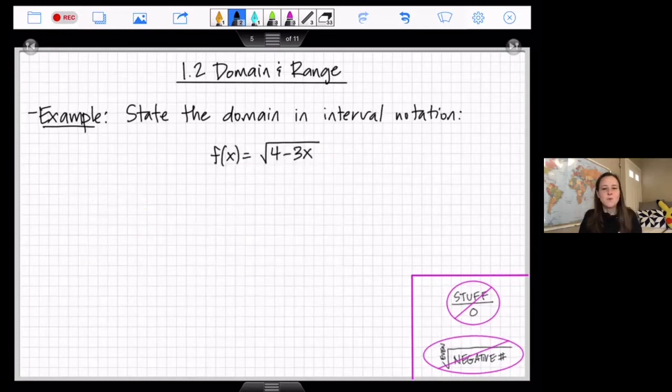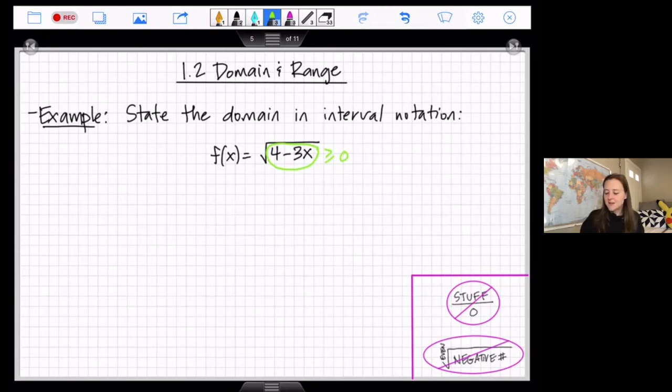Next up, square root of 4 minus 3x. So like the last one, I only need to worry about one rule in this function. I don't have a denominator, so I don't need to worry that I'm going to plug something into the denominator and cause division by 0. All I have to do is make sure that I don't take the square root of a negative number. Now, that doesn't mean that I can't plug in negative numbers necessarily. It just means that whatever this thing is, the 4 minus 3x, that has to stay non-negative. So we're going to say that has to be bigger than or equal to 0.